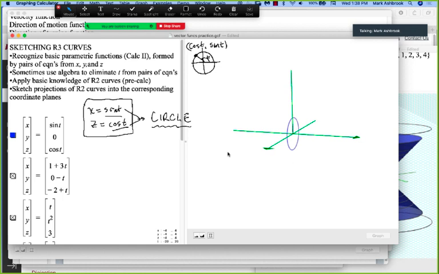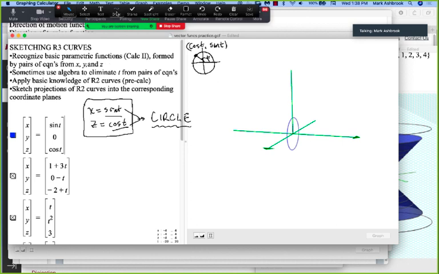And we can imagine that being swept out by vectors in standard position as t increases, right? So imagine a vector with its tail at the origin, looping around, and its tip casting out all these points on the unit circle. Okay, what about the next one? Let's take a look at this next one.